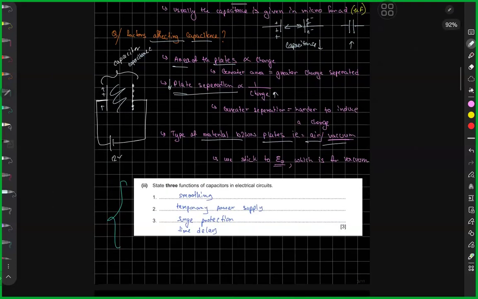In essence, three factors. One, the area of the plate that affects the capacitance. Two, the plate separation, how far they are from each other, that affects the capacitance. Three, what kind of space you have in between the plates, that affects the capacitance of the capacitor.